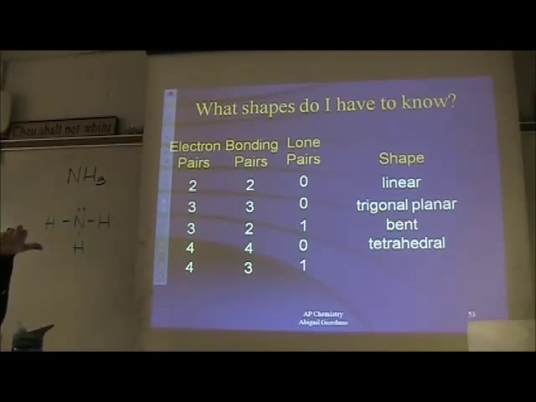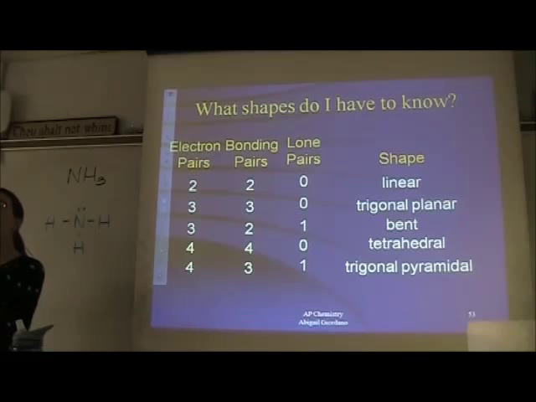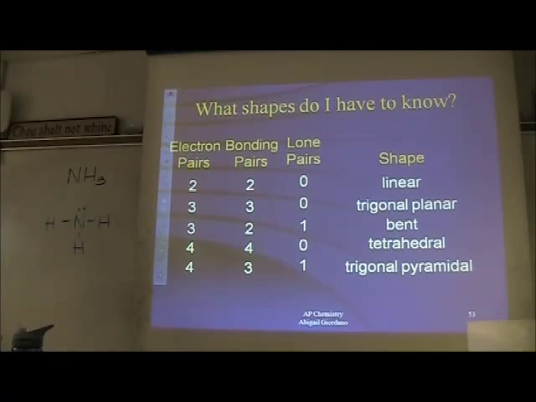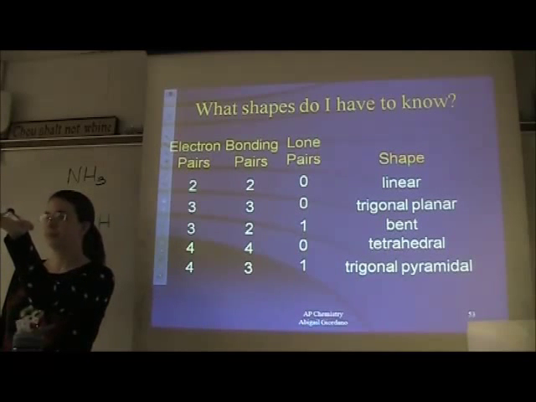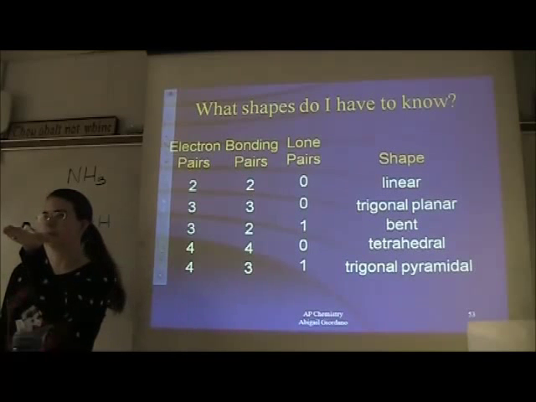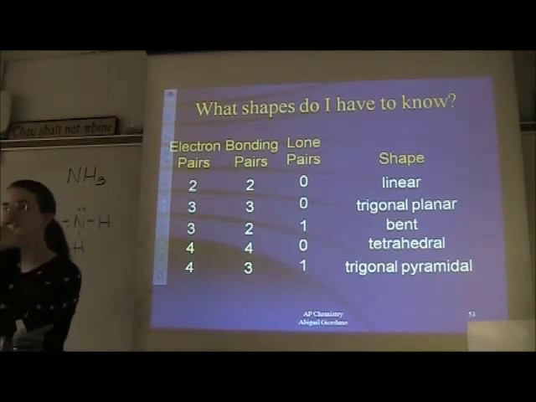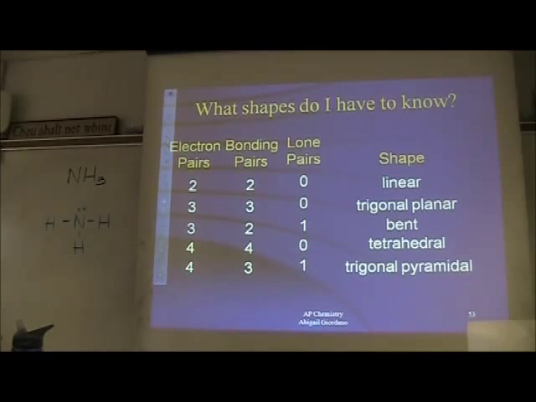That is trigonal pyramidal. It's not flat. It's a short, squat little tripod. Trigonal pyramidal. What do you think about for the bond angle? Slightly less than 109.5. Polar or non-polar? Polar. Trigonal pyramidal is always polar. The shape does not cancel out the polarity of the bonds.